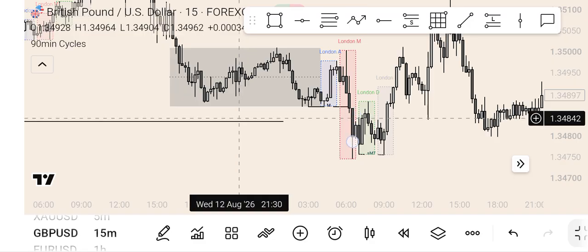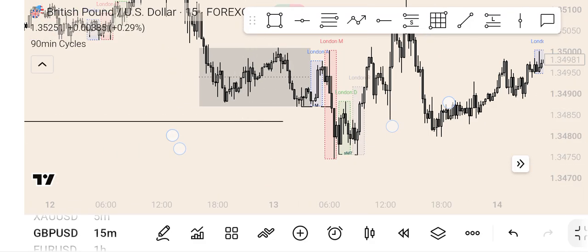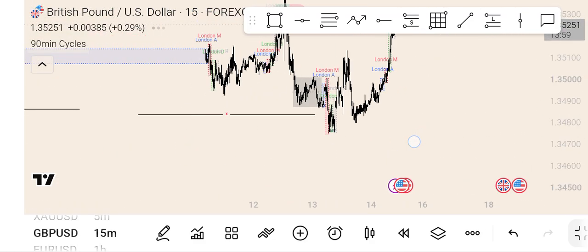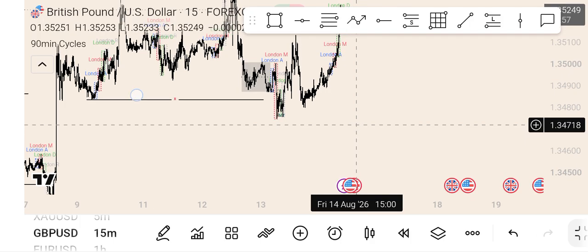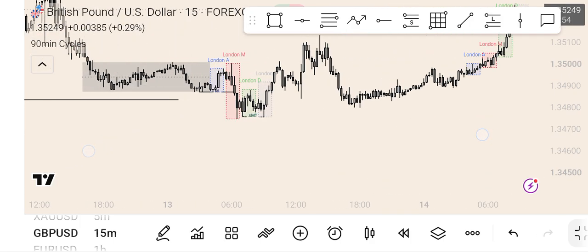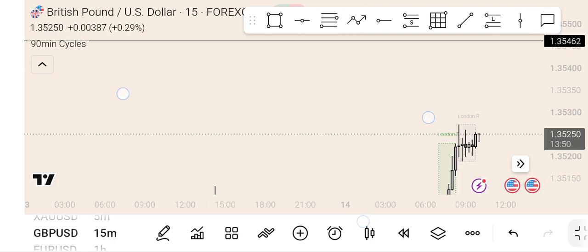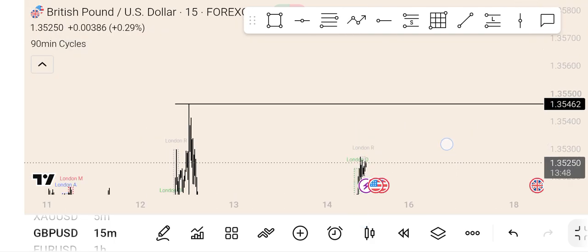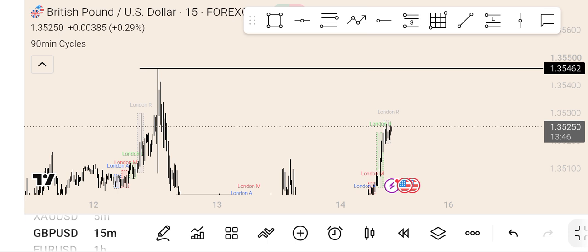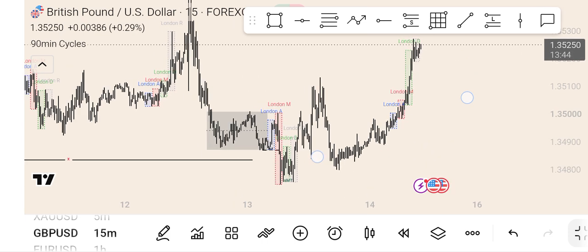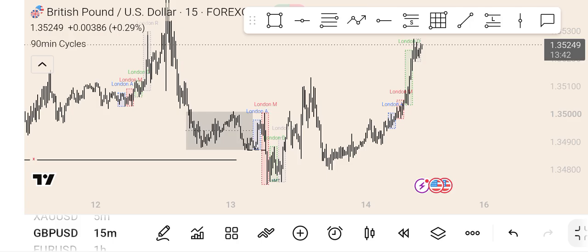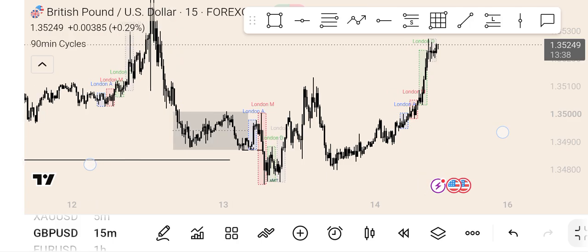The next session I manipulated it. I want to see a micro SMT. What happened? The micro SMT is called when price takes out this major liquidity. And see what happened. I now had to find structure. After finding structure, I got my entry. I held, collected my TP. So that's how the micro sequential SMT works.